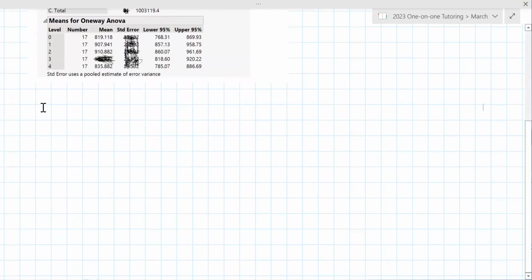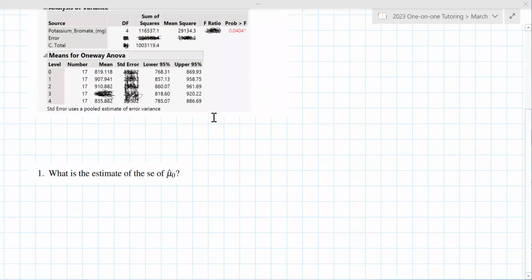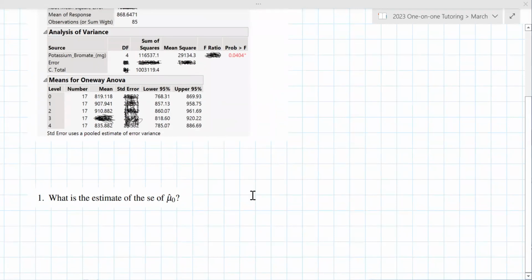Are you given a formula sheet for this class? I believe it's open note, so yes. Do you have a formula for this? Well, the standard error of X bar is the standard deviation over the square root of n. But for this, we would use the root mean square error.